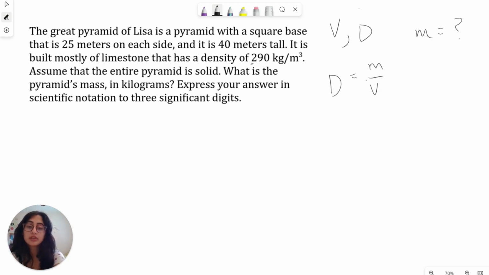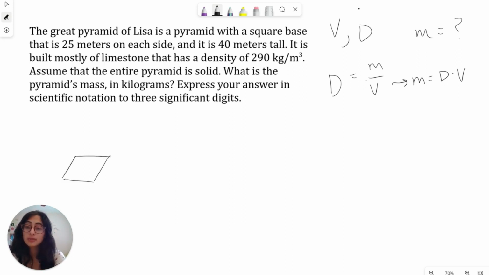If you look here, the density says 290 kilograms per meters cubed. This unit, meters cubed, is the unit for volume, and this is the unit for mass. So density is mass over volume. That means if we want to solve for mass, we just need to take the density and multiply it by the volume. Luckily, they already gave us the density, so we just need to calculate the volume. This is a pyramid.